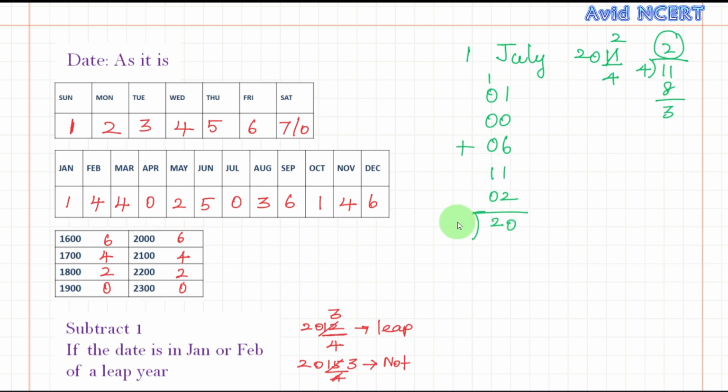We have to divide by 7, which is 7 times 2 is 14, and there is a difference of 6. The remainder. So this is what we are going to look for. The code for 6 is Friday. Therefore, 1 July 2011 was Friday.